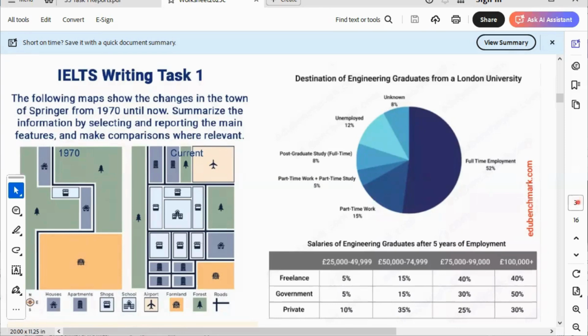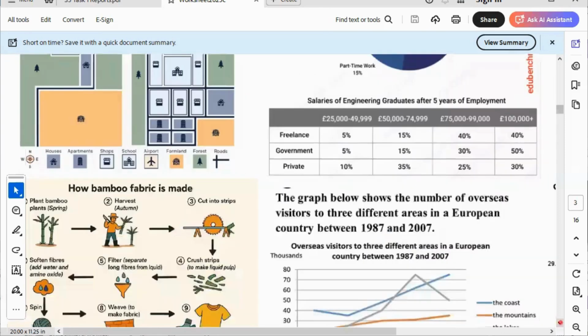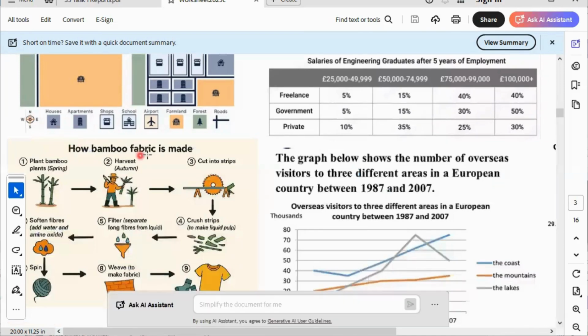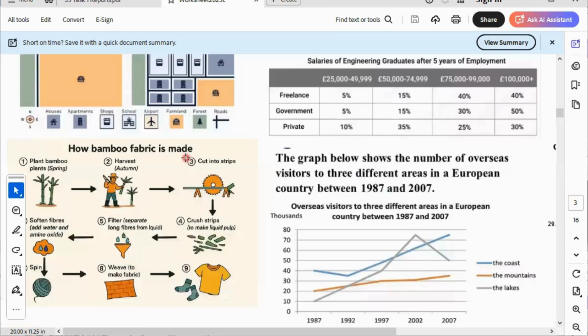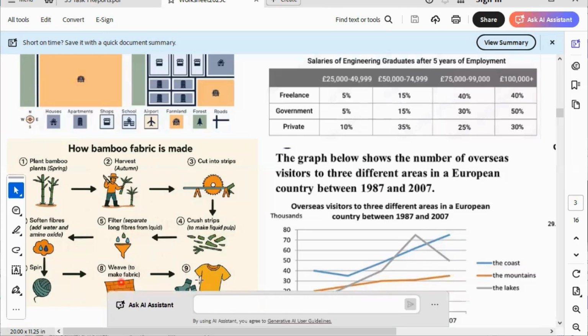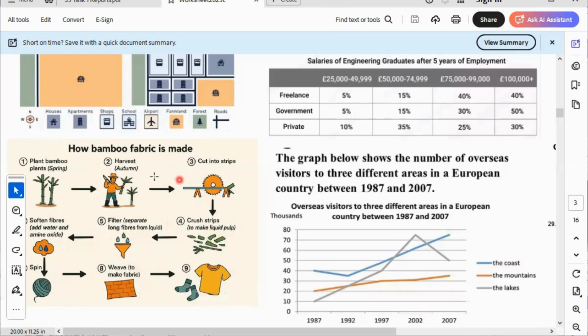Then we have another one that they can give us, which is process charts. You can see process charts at the bottom here. How bamboo fabric is made. Okay, so it's a step-by-step process. You can see arrows from step 1 to step 2 to step 3 to step 4 to step 5 to step 6 to step 7 to step 8 to step 9. So this is a what? This is a process chart question.